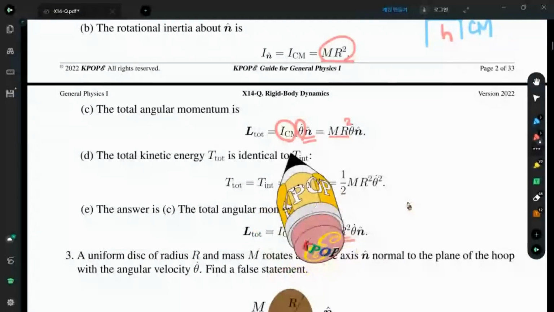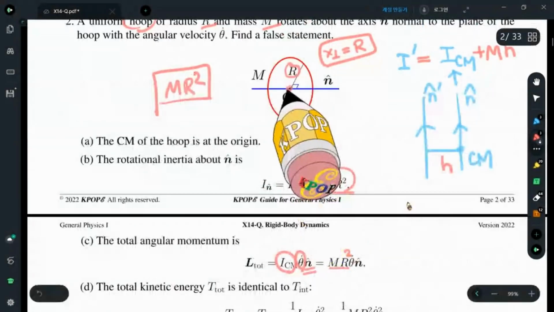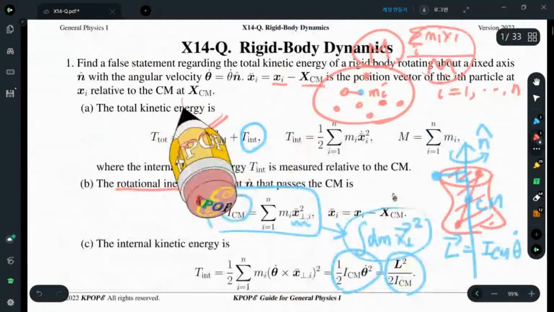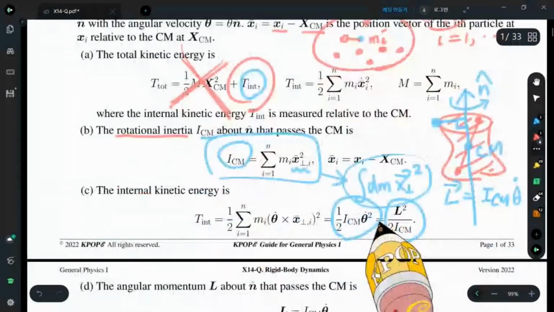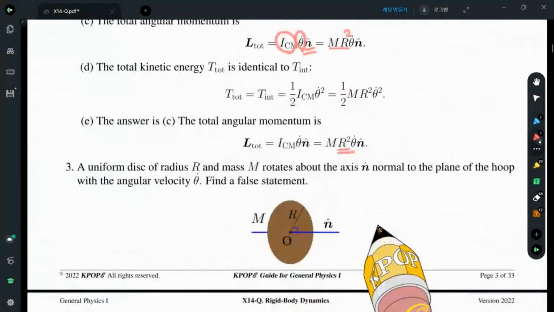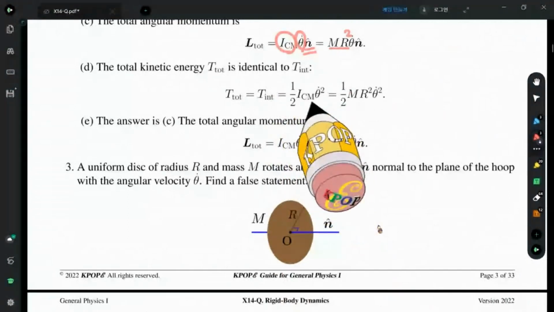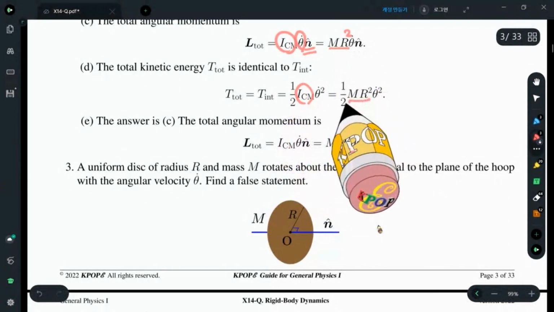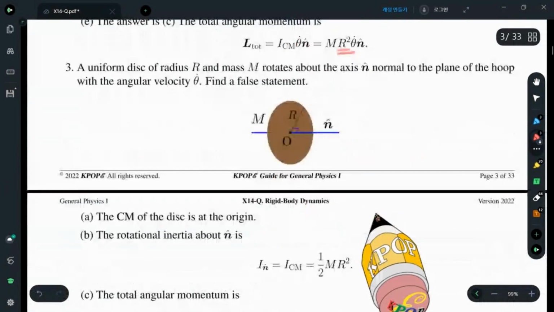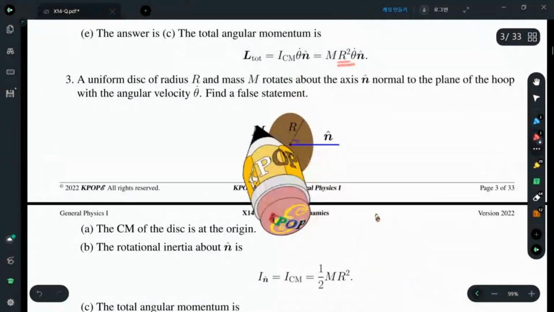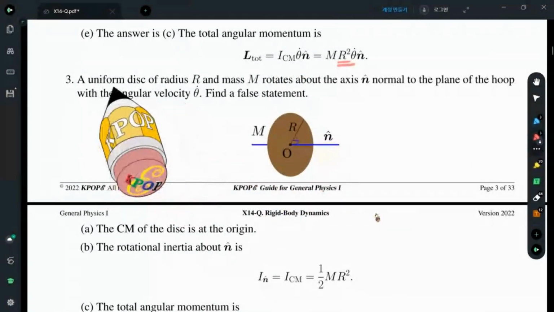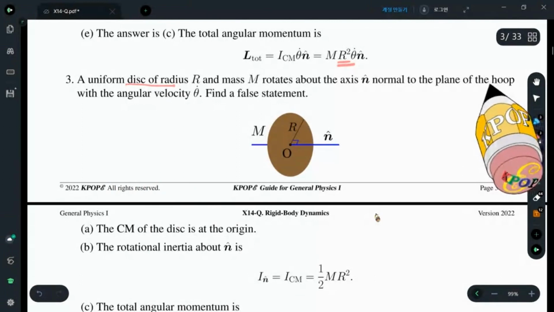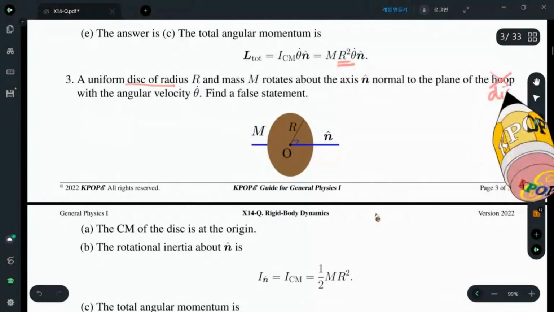Total kinetic energy. We have this center of mass frame. CM is fixed. So we do not have the first term and we have only the internal kinetic energy. That internal kinetic energy is just 1/2 I_CM theta dot squared. And what is I_CM? m r squared, so 1/2 m r squared theta dot squared. Okay, next we consider a uniform disk.